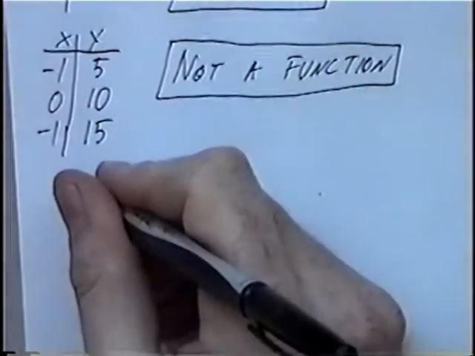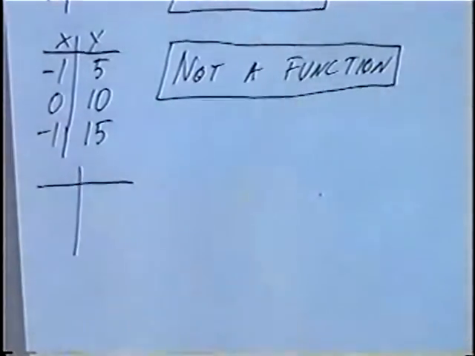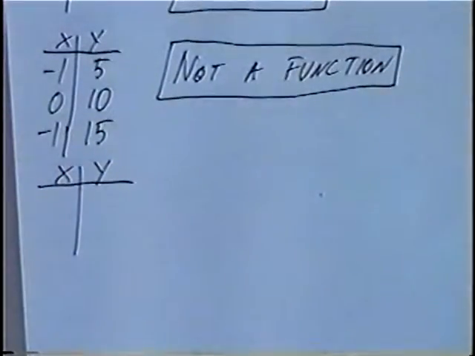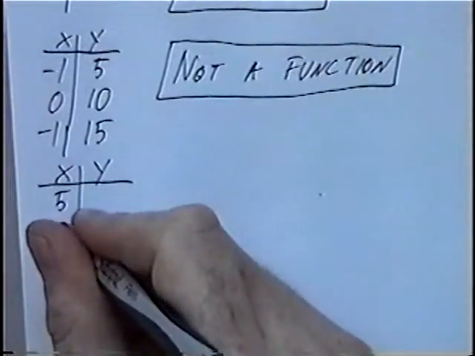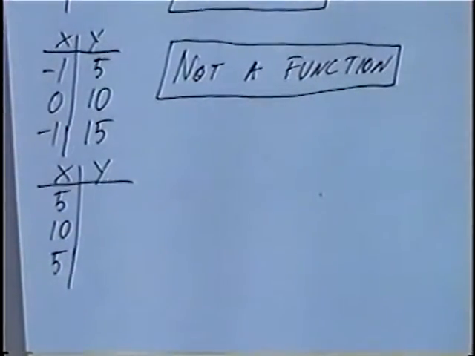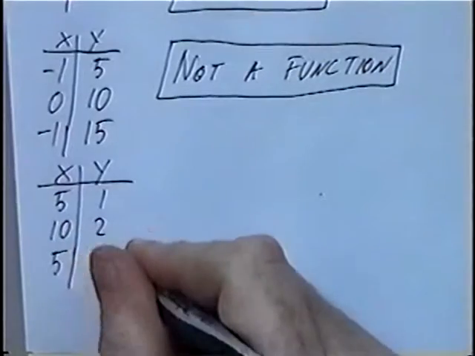Second question, or third question. Have another t-chart, xy table. Numbers for x are 5, 10, and 5. And the numbers for y are 1, 2, and 1.